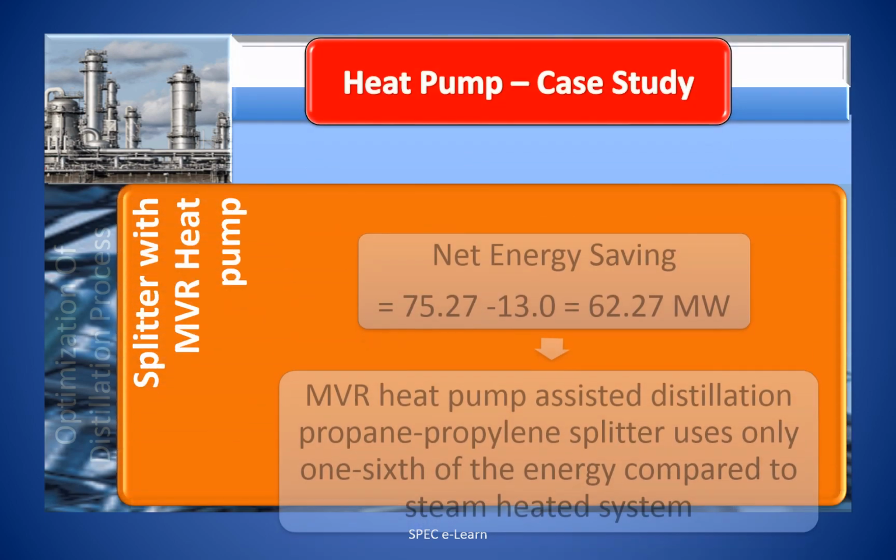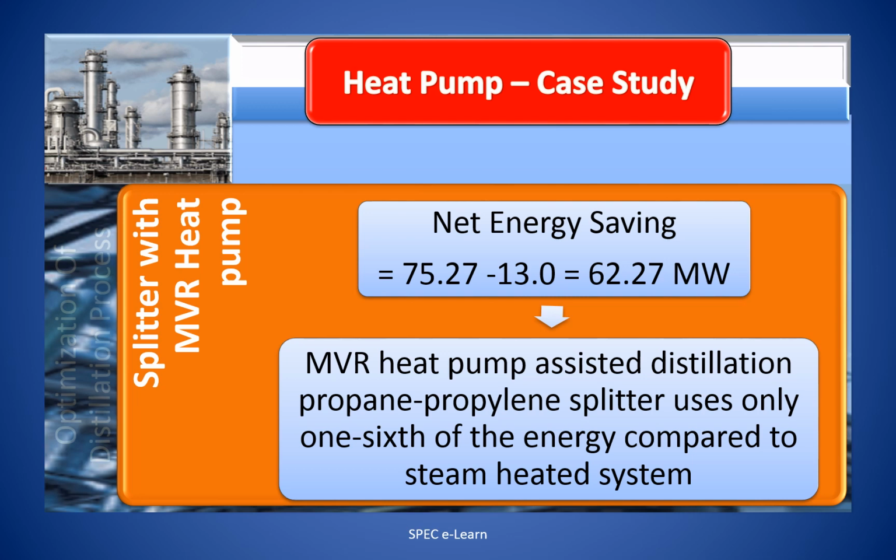Now you can calculate the energy saving for the MVR heat pump system. The compressor power is 13.0 megawatt. Steam utility eliminated for the reboiler heat duty is 75.27 megawatt. The net heat saving is 62.27 megawatt. The MVR heat pump assisted distillation propane splitter uses only 1/6 of the energy compared to the conventional steam heated distillation system.